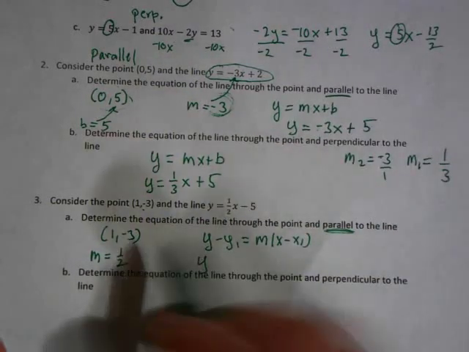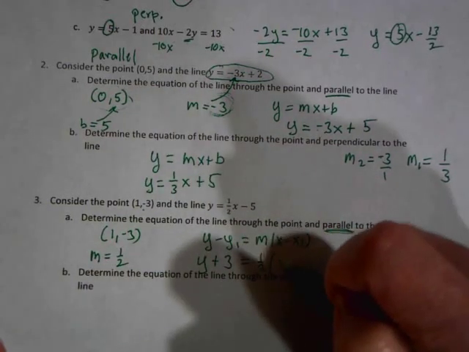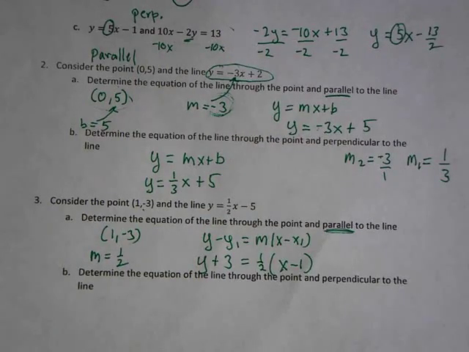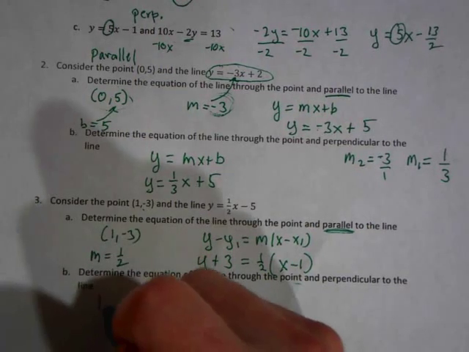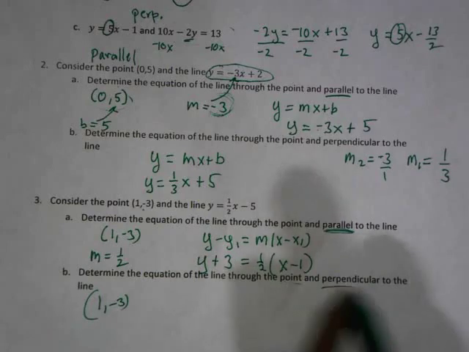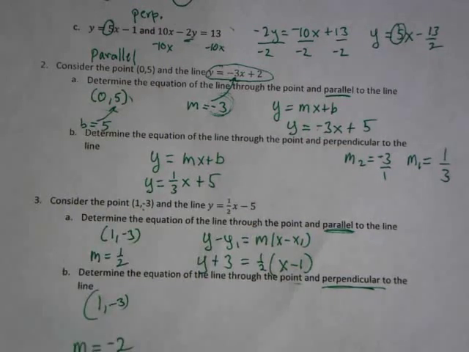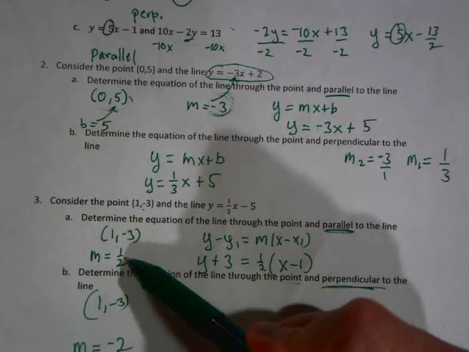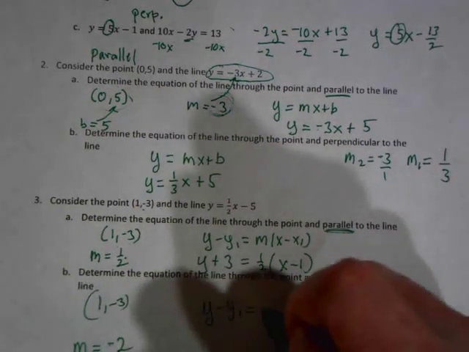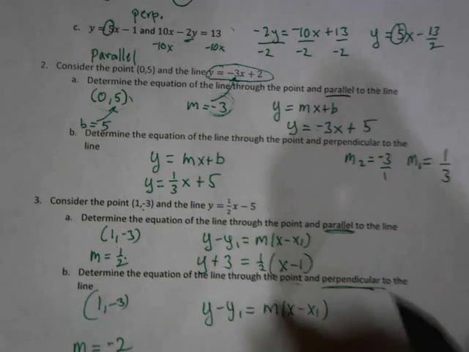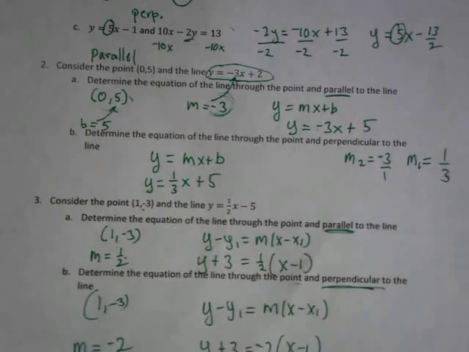But my answer would be y minus -3, I'll write that as y plus 3, equals 1/2 times x minus 1. And for part B, it's very similar. I've got the same point, (1, -3), except now I want the perpendicular line, so this time my slope is going to be -2. I took the slope that I have, flipped it, and put a minus sign in front of it. And again, you can use y equals mx plus b if you want. I prefer this formula, so I would write y plus 3 equals -2 times x minus 1.